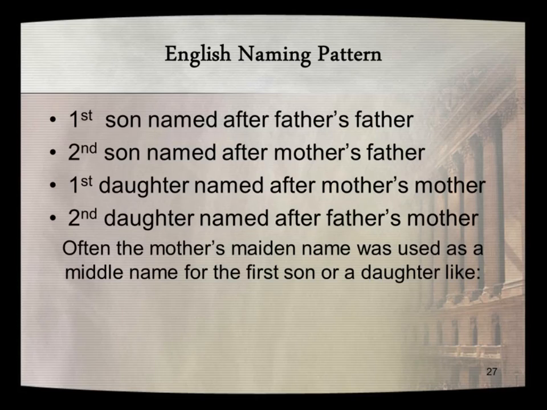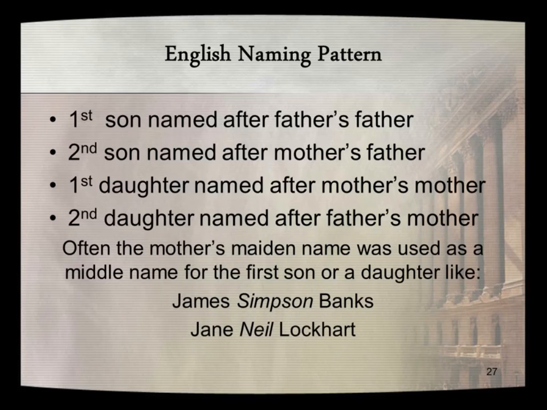Often the mother's maiden name was used as a middle name for the first son or daughter, like in this example, which is a perfect example from my husband's family, of James Simpson Banks and Jane Neal Lockhart. These are middle names that are also last names of their mothers, and this was common in this time period. Last but not least, this is Ernest Reynolds Jimson, and he fought in World War II, and unfortunately he was killed in action, but his middle name was after his mother's maiden name.